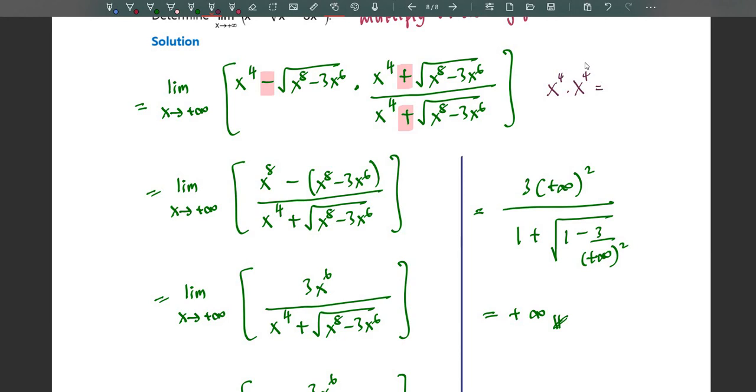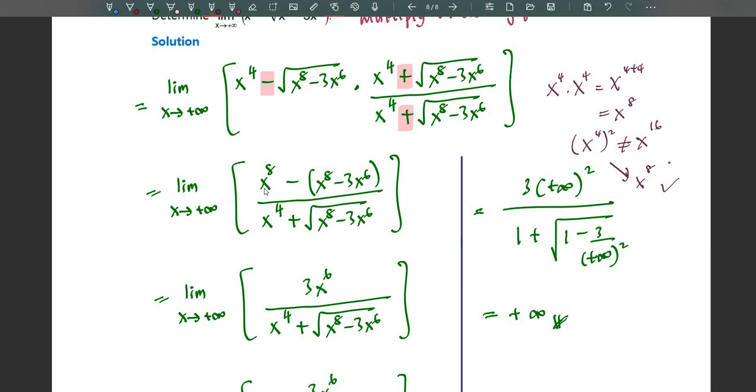X power of 4 times x power of 4 is actually x power of 4 plus 4, so the answer will be x power of 8. X power of 4 squared like this does not equal x power of 16. It is actually x power of 8. Okay, this one is correct. This one does not equal x power of 16.